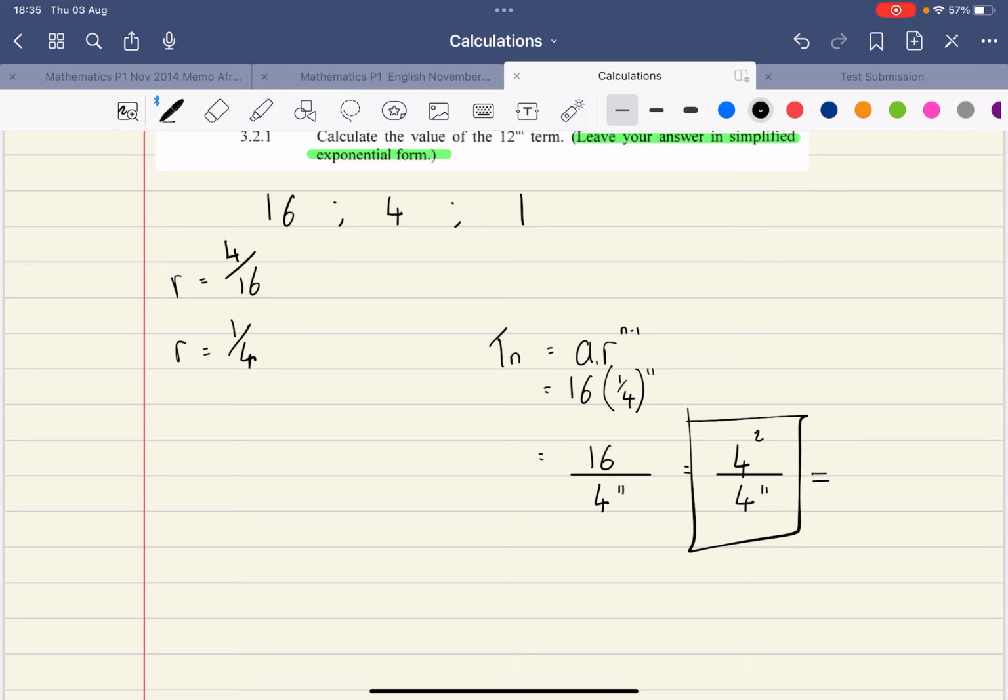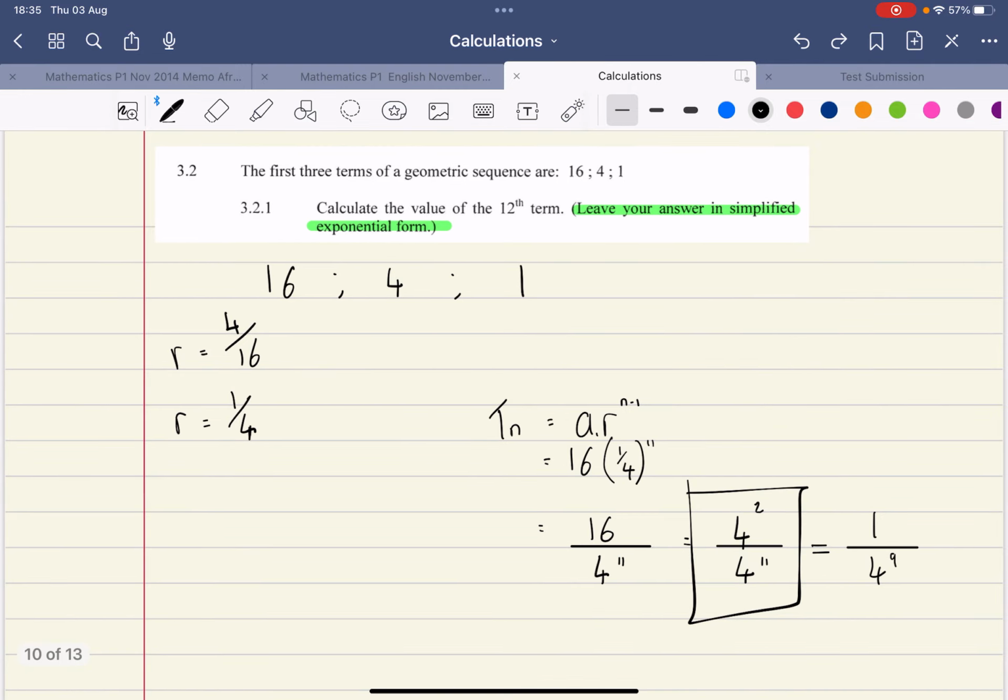So leave it in simplified notation, 1 over 4 to the 9. And this is the answer. If you were to not give it in this form, or something similar where you still have an exponent, you will not receive your full marks. And that is the question solved.